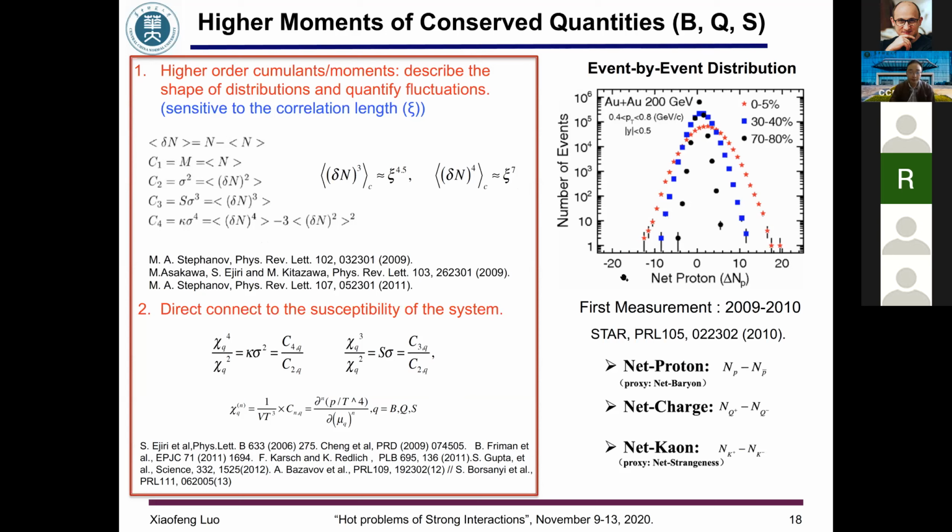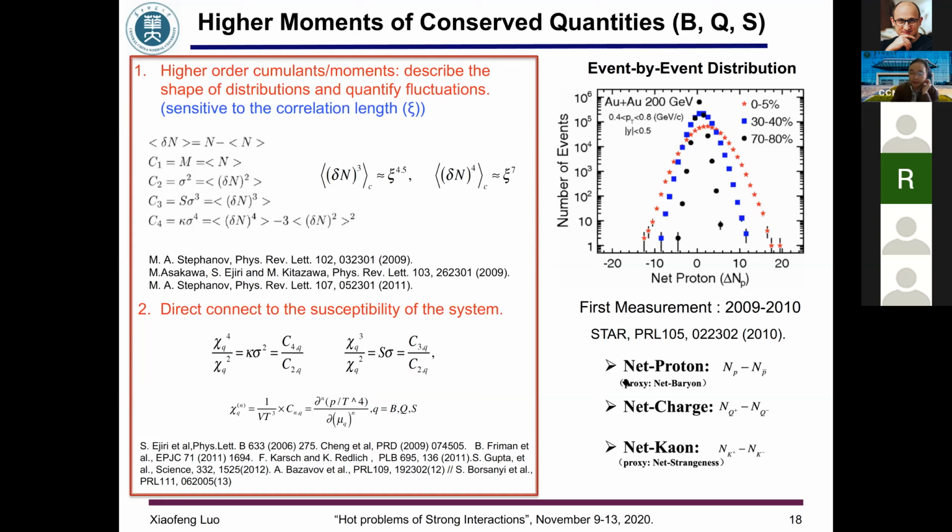And experimentally, we can measure those so-called conserved charge distributions event by event for different collision energies. Then from those distributions, we can measure those high order cumulants. The first measurement we did was around 2010, when we reported the net proton fluctuation for several energies, and then later we reported the result from the RHIC Beam Energy Scan.